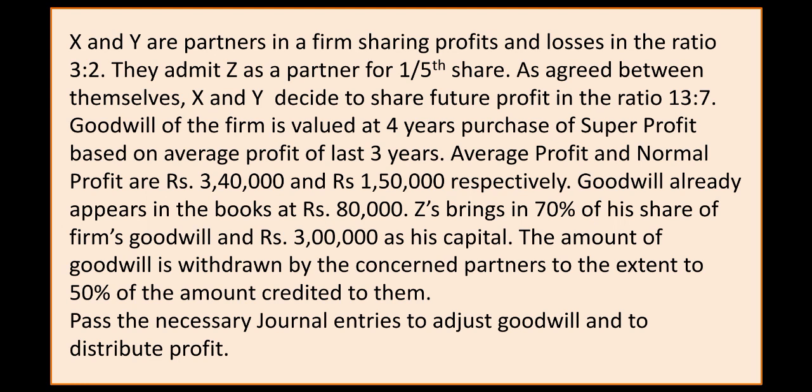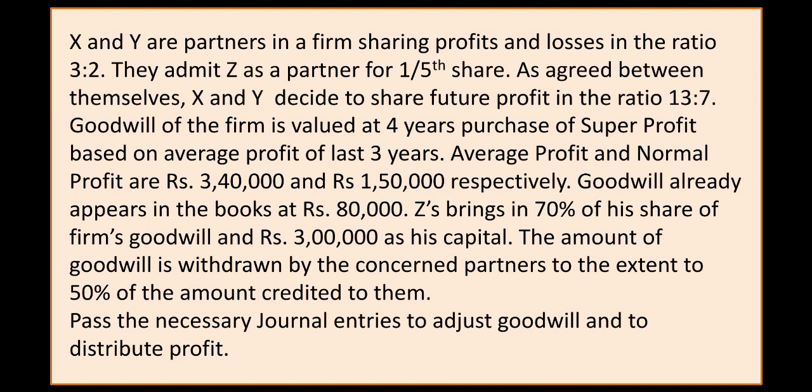Done. Let's read it at once. X and Y are partners in a firm sharing profits and losses in the ratio 3:2. So the old profit sharing ratio is 3:2. They admit Z as a partner for 1/5 share. As agreed between themselves, X and Y decided to share future profit in the ratio 13:7. So with the help of these three lines, we will calculate the new profit sharing ratio. As I told you in the previous video, this is the first thing we are going to do in every question.